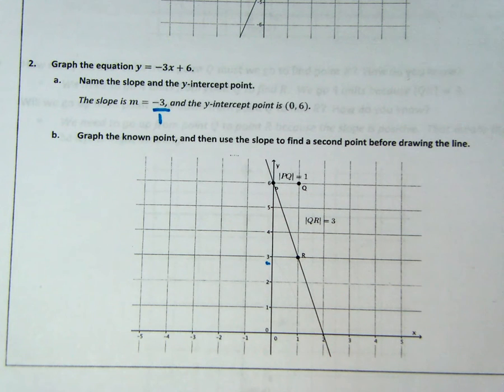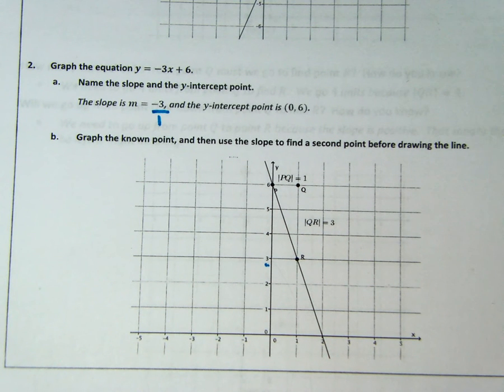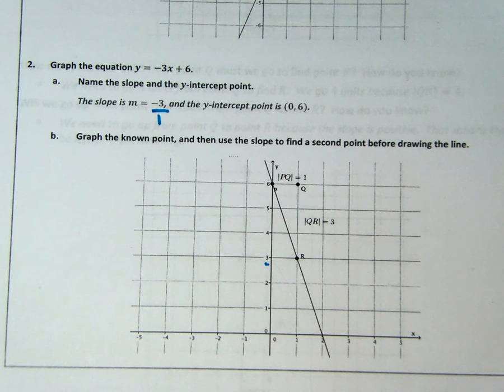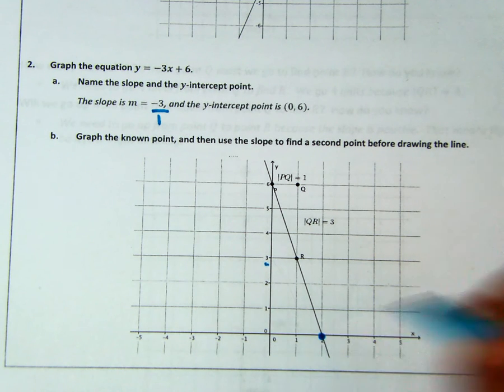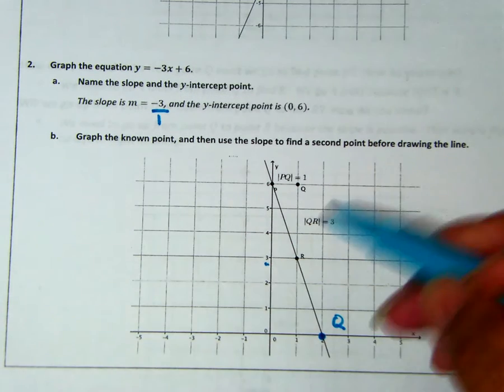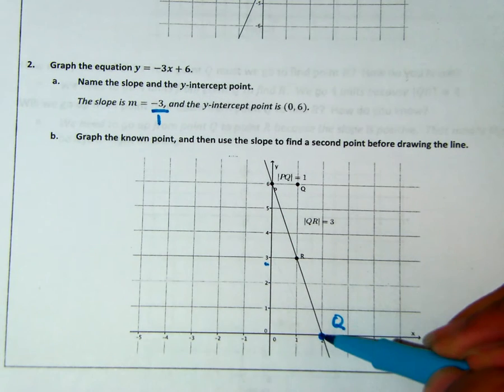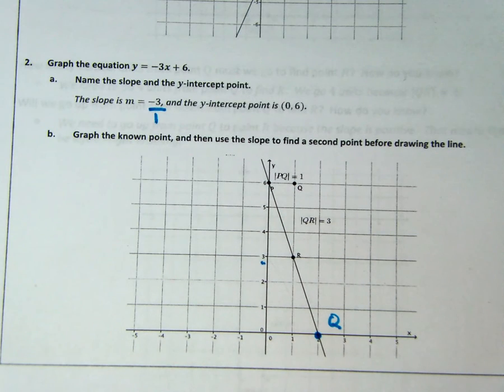What's the next point on the line? So I have point P, I have point R. Where would point Q be located? Yeah, point Q is going to be located at (2, 0), because I would need to go down 1, 2, 3, and to the right 1. Isn't slope awesome?